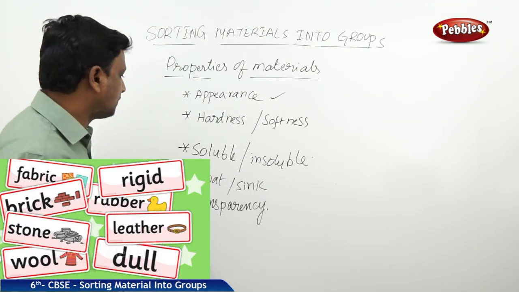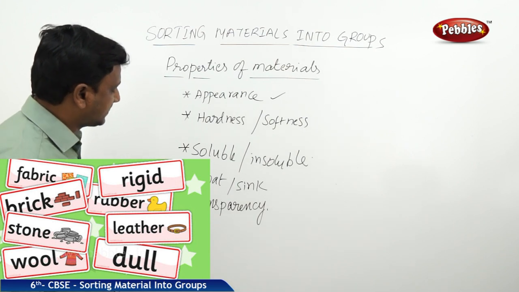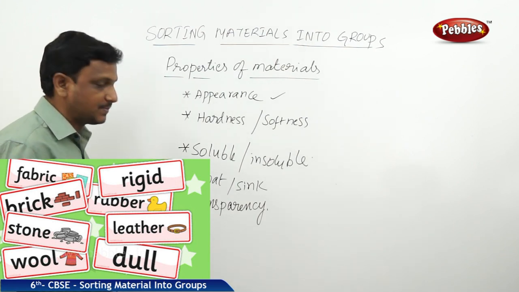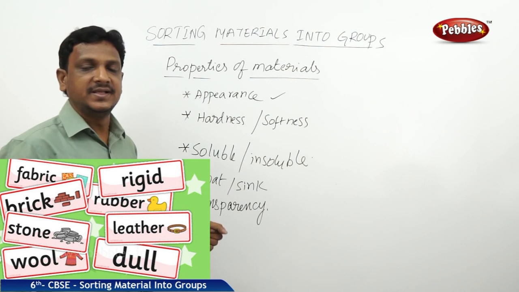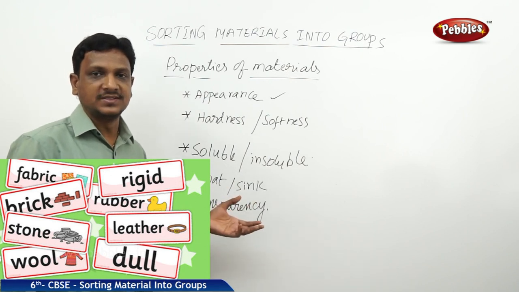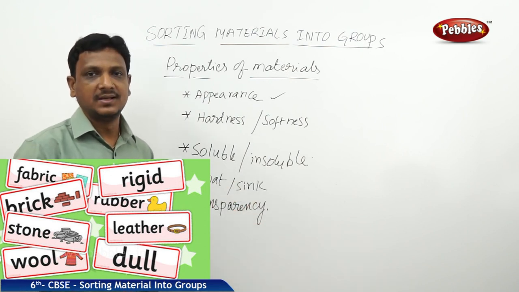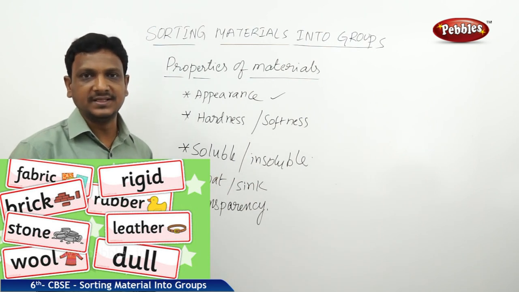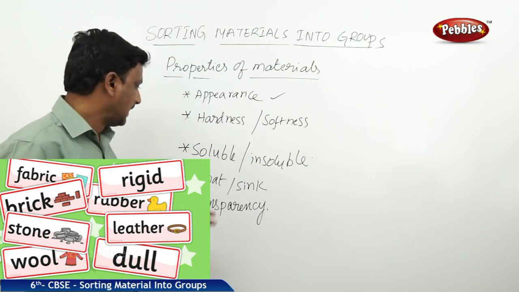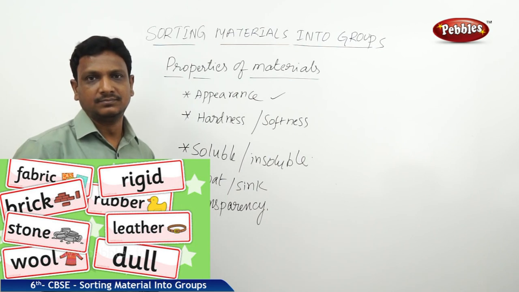So now we are going to discuss two more properties, floating or sinking, and transparency. These are also two properties of materials that help us in making certain objects or things for different purposes. Float or sink, how does this help?